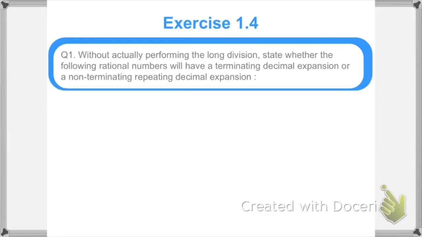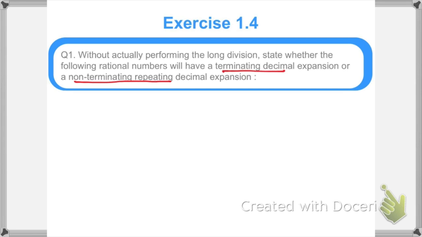Hey everyone, in this video lecture we will be solving your class 10 mathematics exercise 1.4. So starting with the first question, without actually performing the long division method means you don't have to perform the long division. State whether the following rational numbers will have terminating decimal expansion or non-terminating repeating decimal expansion.